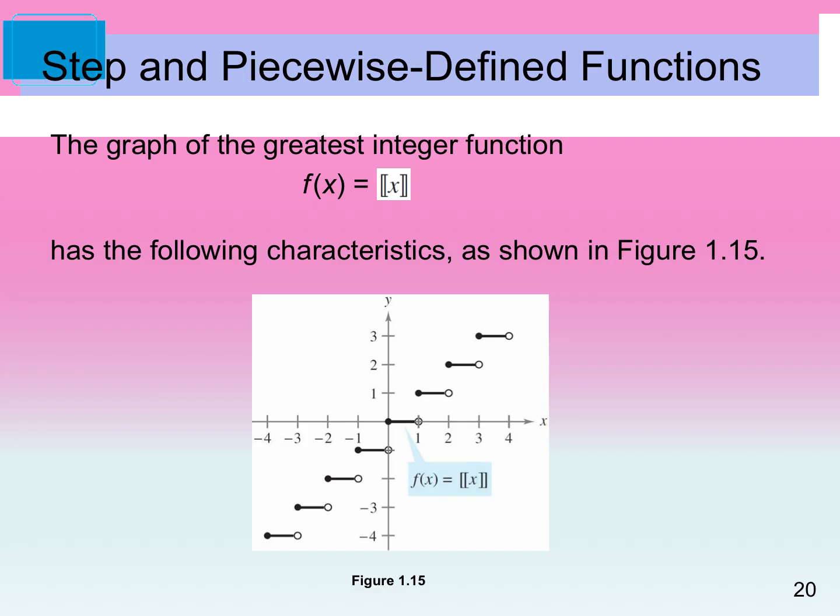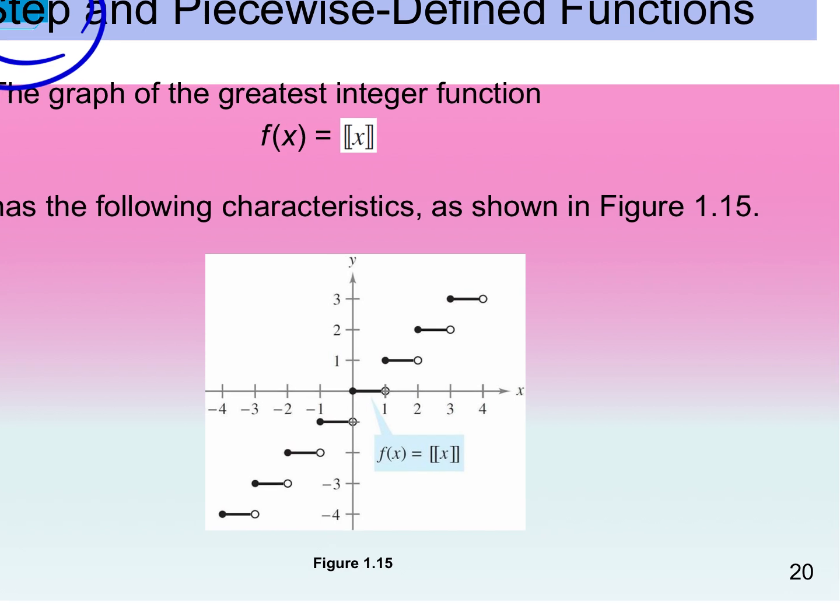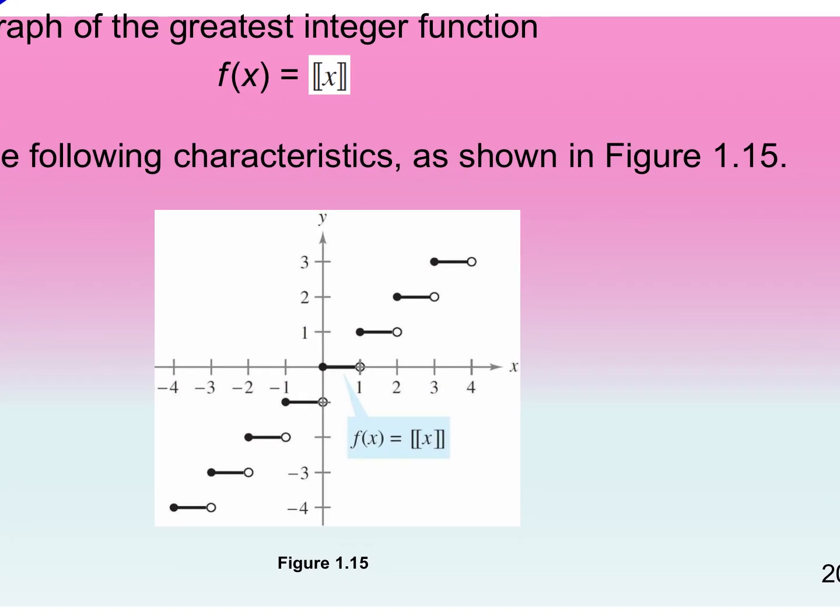So here we have the graph of a step function. So this is just our step function. We'll get to piecewise functions on the next example. But this is what a step function looks like. Step function is also sometimes called the floor function. It kind of looks like steps on the floor.